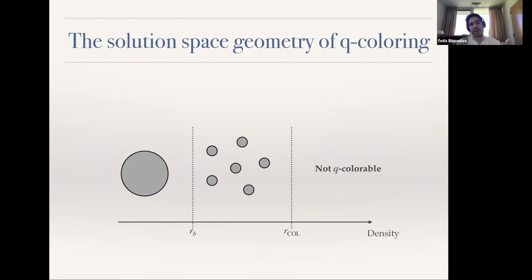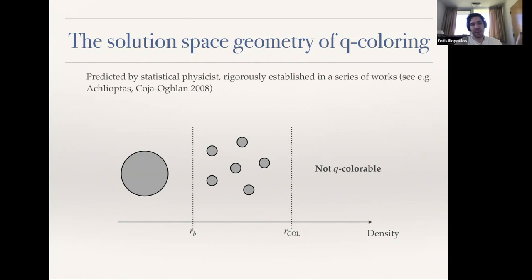And the conjecture is that these are actually fundamental gaps, and that none of the algorithms out there, local search or not, will be able to solve the problem in this regime. At least this is what statistical physicists believe. And this is certainly a major open problem. Did that make sense?